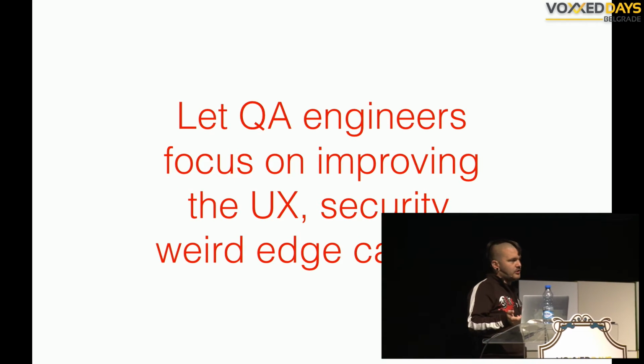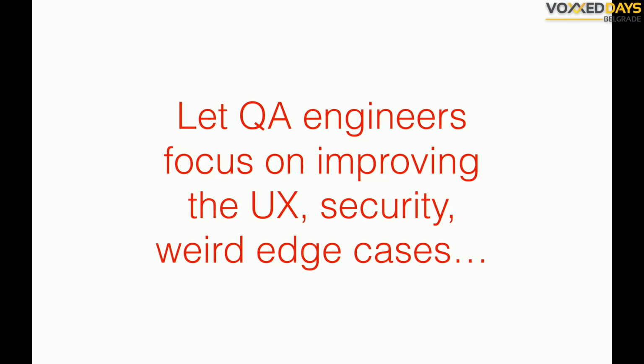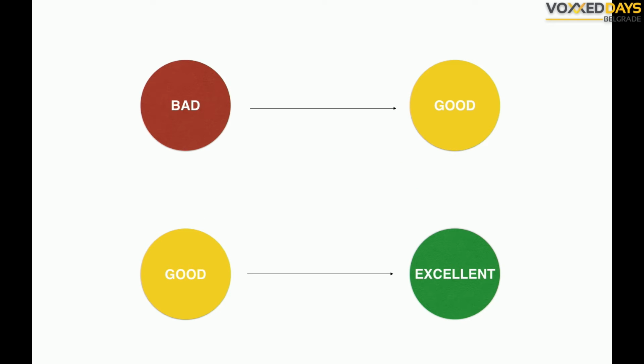Another thing you should do is let your quality assurance engineers actually focus on improving the user experience, improving security, and finding weird edge cases that you didn't find or tried not to find while you were developing that code. So basically, if you give your quality assurance engineers a bad application, the best they're going to be able to do is drive it to good. If you give them a good application, they're going to be able to drive it to excellent, and that is a fact. You're not going to have enough time once your application hits the quality assurance wall to go from bad to excellent.